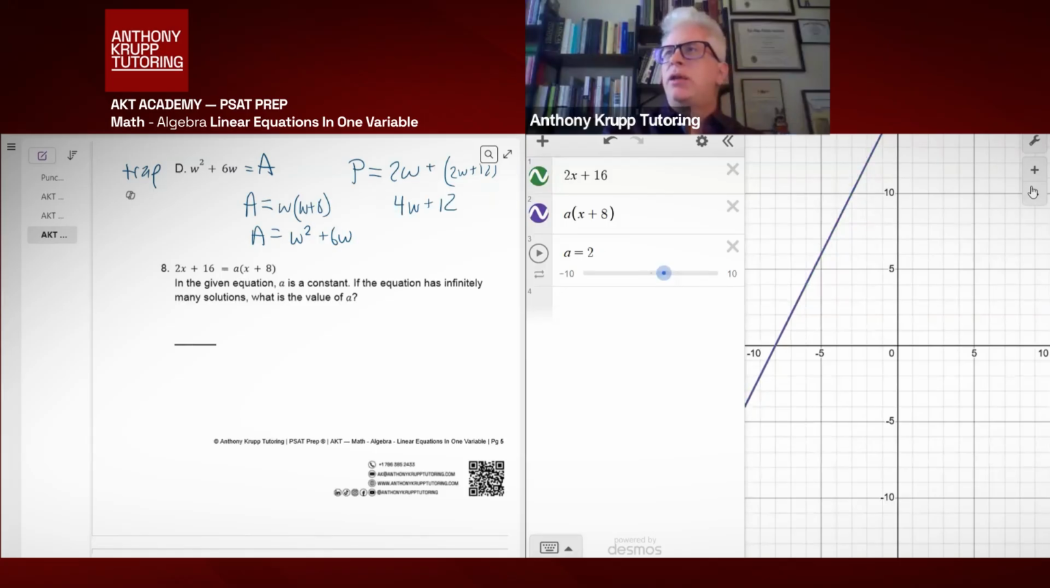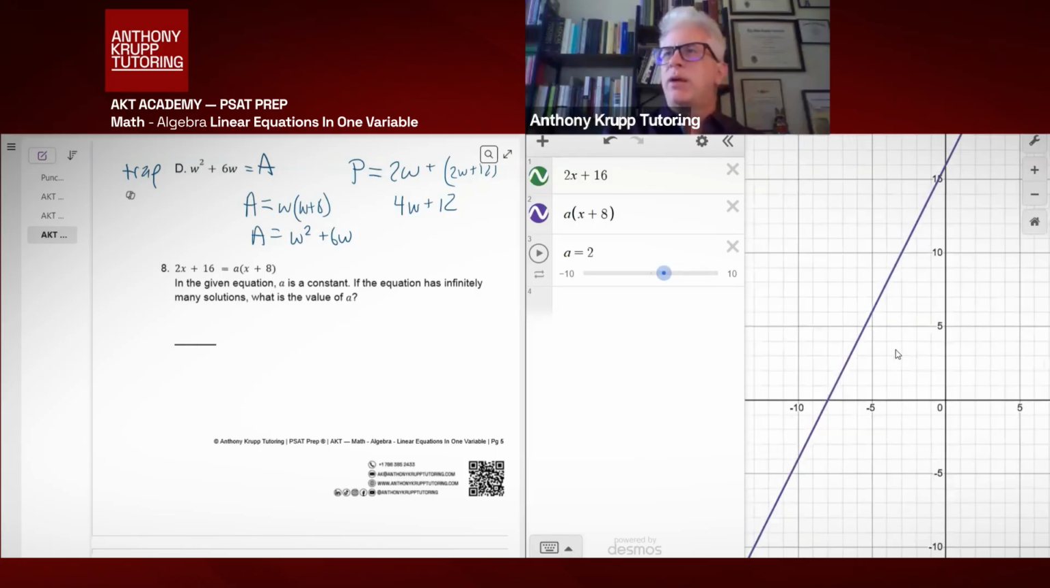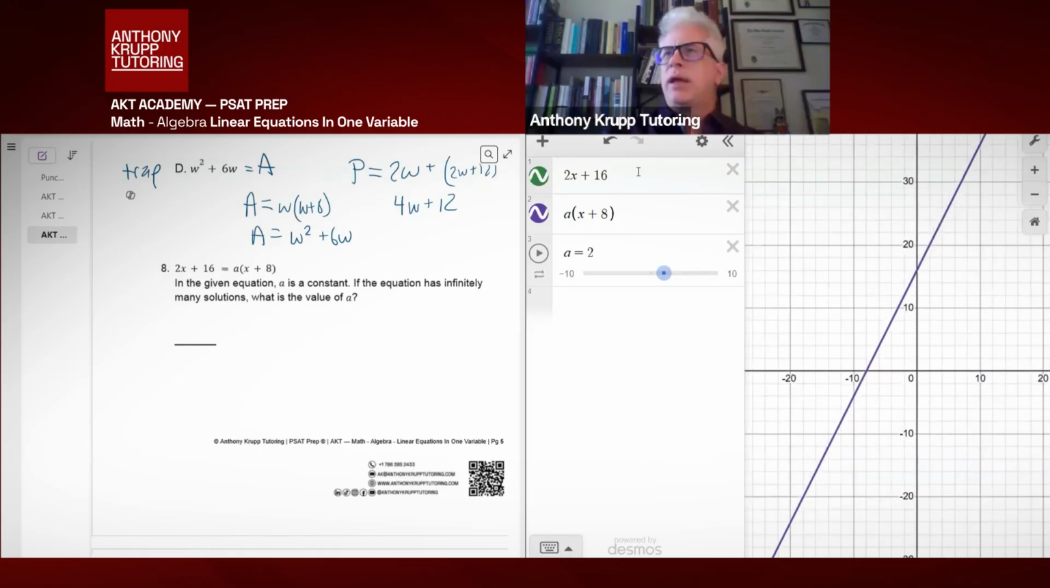But I think if I zoom in a little bit and I look, or if I zoom out, it's another good way to do it. I mean, here's the green, here's the purple. They clearly are the same line now. So apparently A has to be 2. Okay. The value of A is 2.